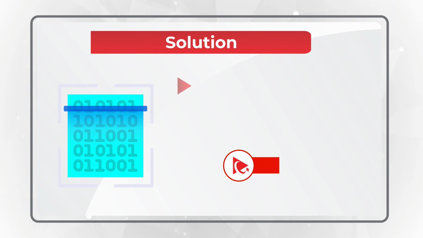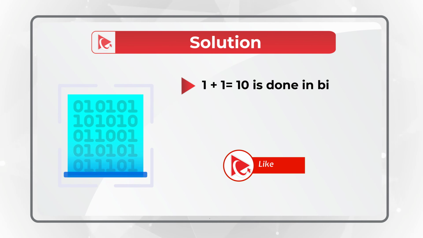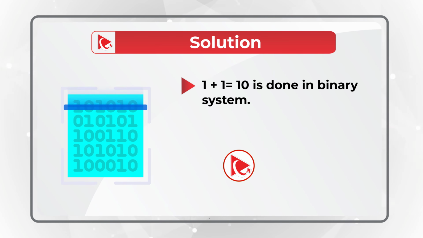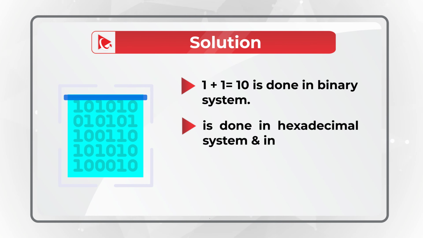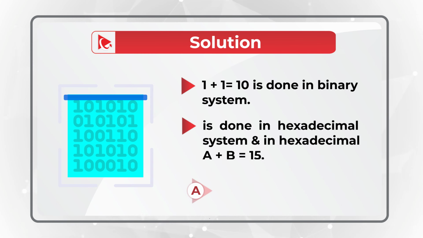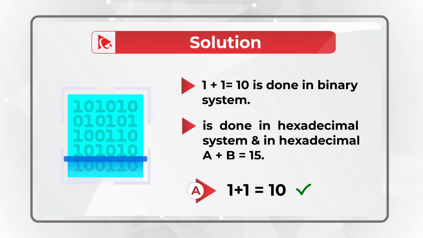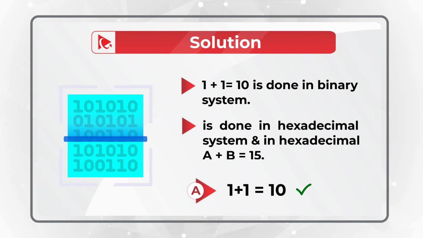As you might have guessed, the trick here is that the first expression is done in a binary system, and in binary system 1 plus 1 equals 10. Second expression is done in a hexadecimal system, and in hexadecimal system A plus B equals 15. So the correct answer here is choice A, 1 plus 1 equals 10.